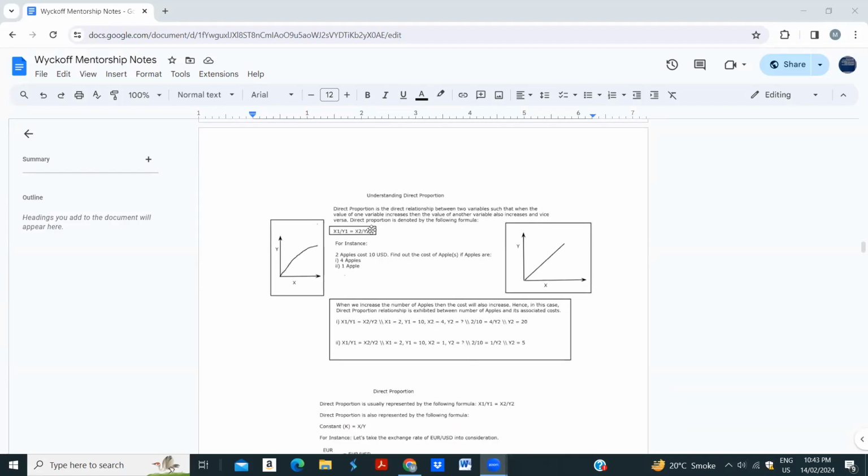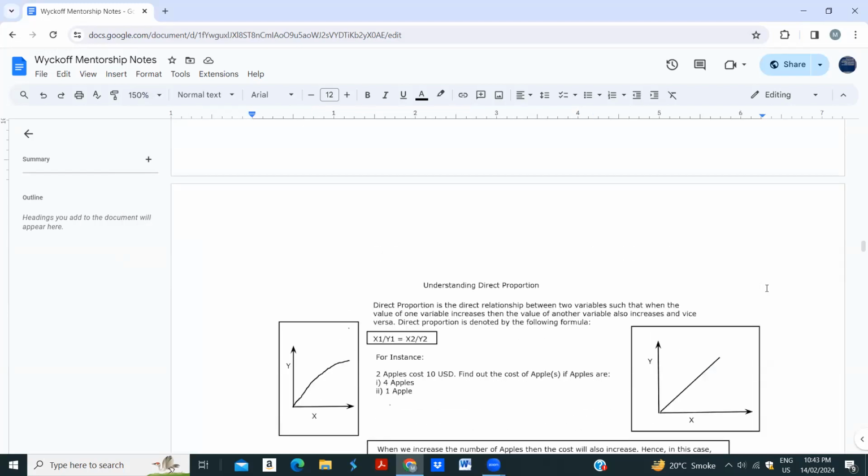We have to follow through these. Now we have to understand what is direct proportion and what is inverse proportion. I will give you a very basic explanation of direct proportion and inverse proportion. So I'm gonna zoom in this chart so that you can see it.